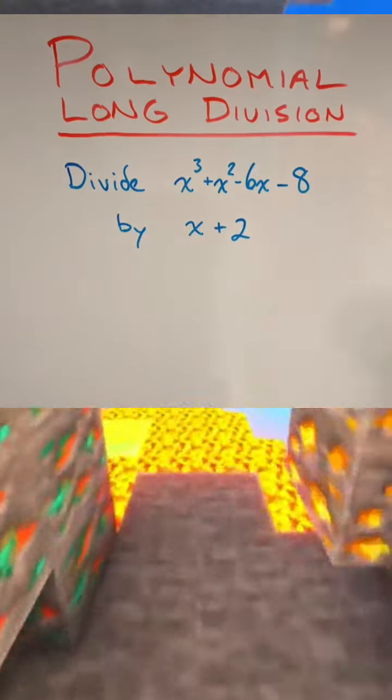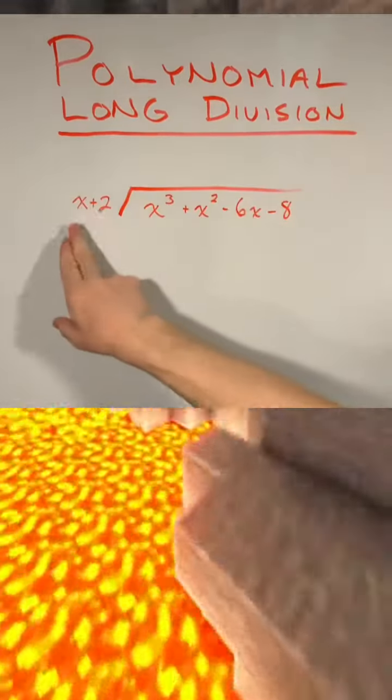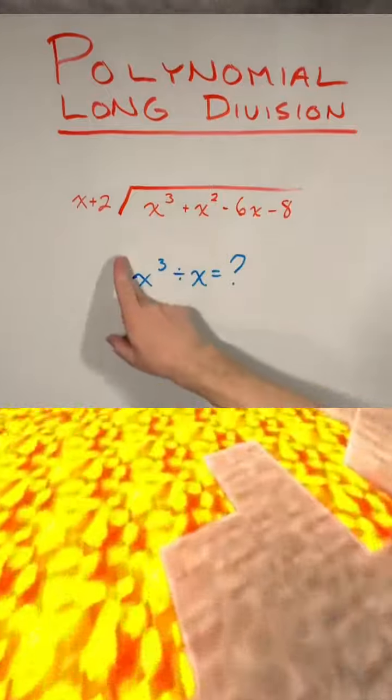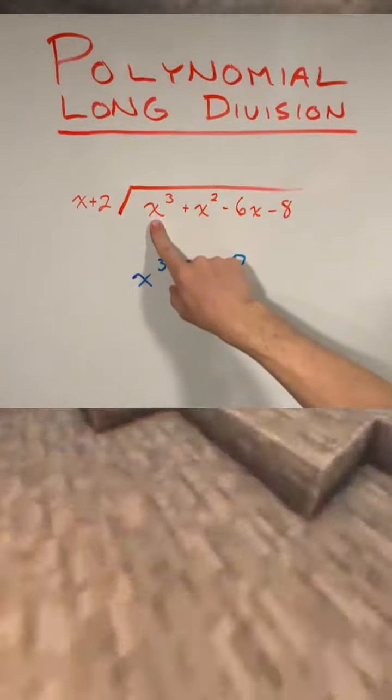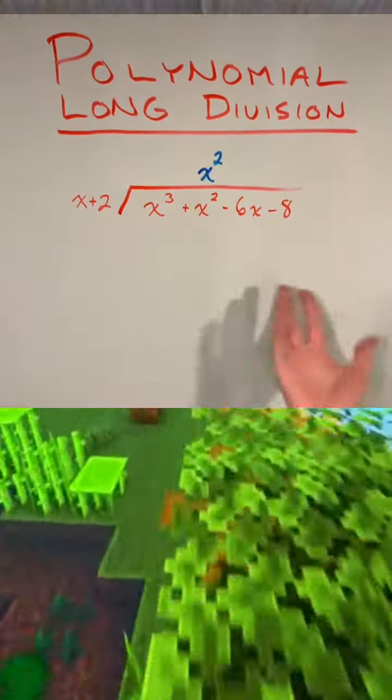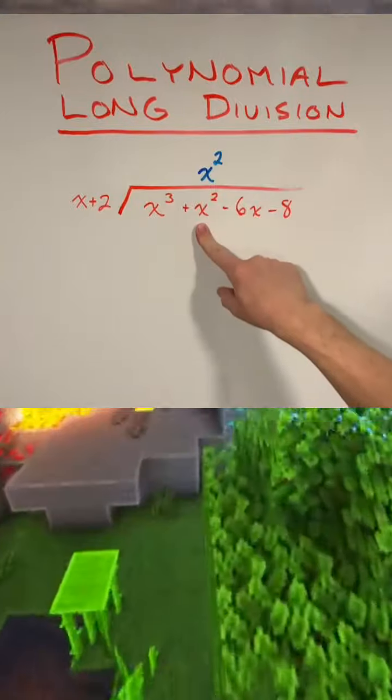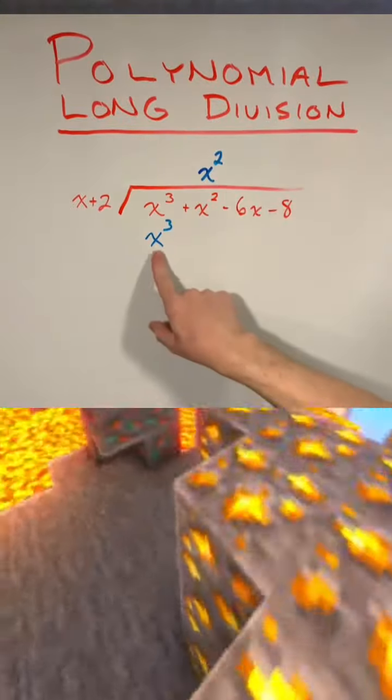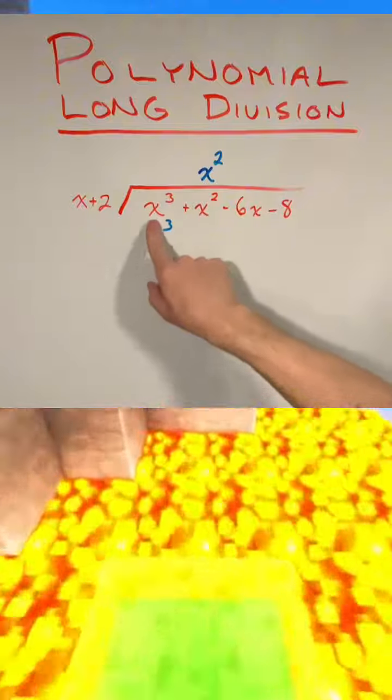by this binomial. So we set this problem up with our dividend here and our divisor on the left side, and we ask ourselves, how many times does this x go into this x cubed? Well, x cubed divided by x is x squared, and we're going to place that over top of this x squared. We're going to take that x squared and multiply by x and get x cubed, and we'll place that directly below this x cubed.